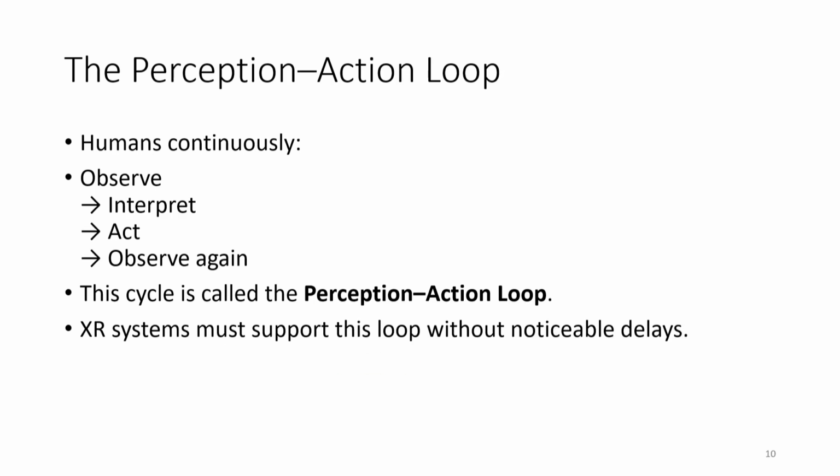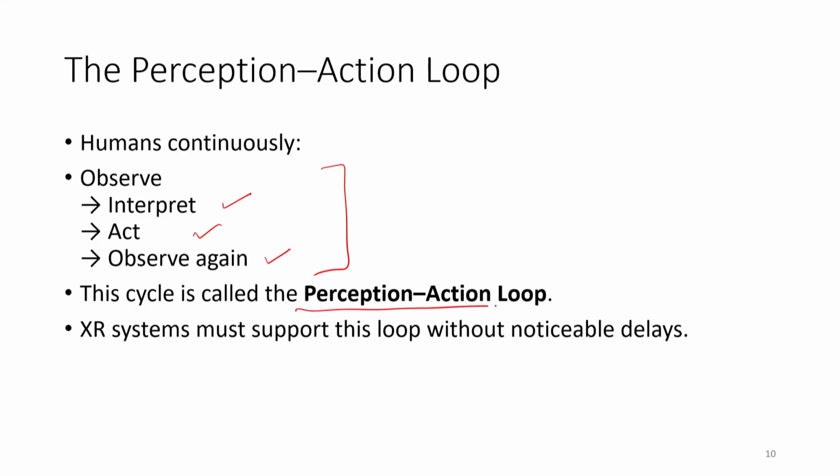We talked about the perception action loop in the last lecture, where humans continuously observe, then interpret, then act on it and then observe again. So, there is a loop going on, where we are observing the environment around us, interpreting it, then based on the interpretation we are acting on the environment and then going back to observing the environment again. This is called the perception action loop. XR systems must support this loop without any noticeable delays.